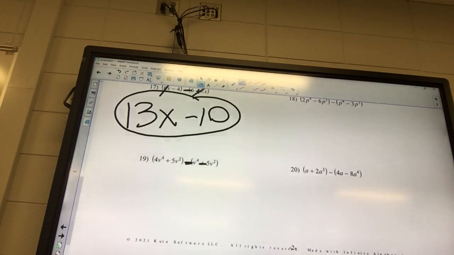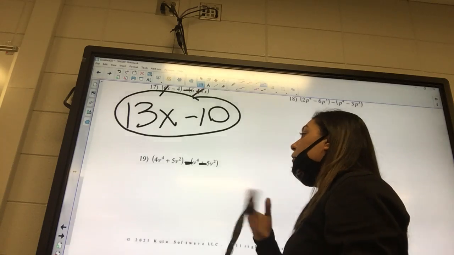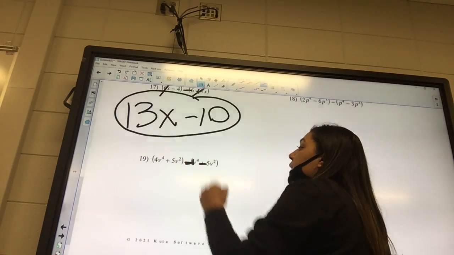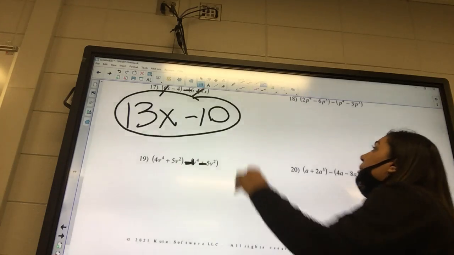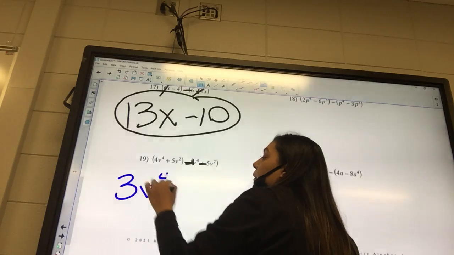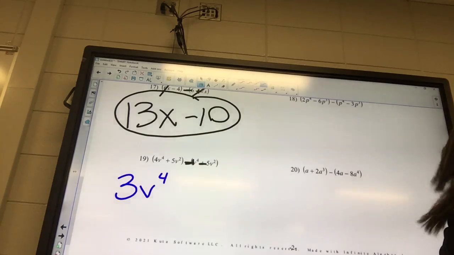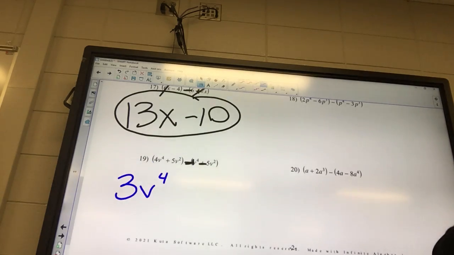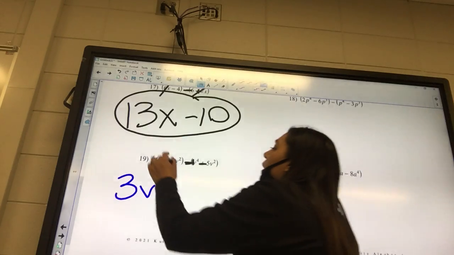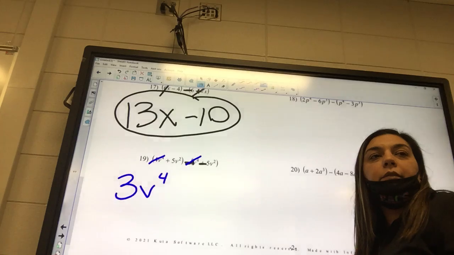Okay, what's the highest exponent? 4. So I'm gonna have a 4 and a negative 1. It's gonna give me what? 5. 3. Are you saying minus negative 1? Yeah, you have to be. Okay, and then we got a 5 and a negative 5.